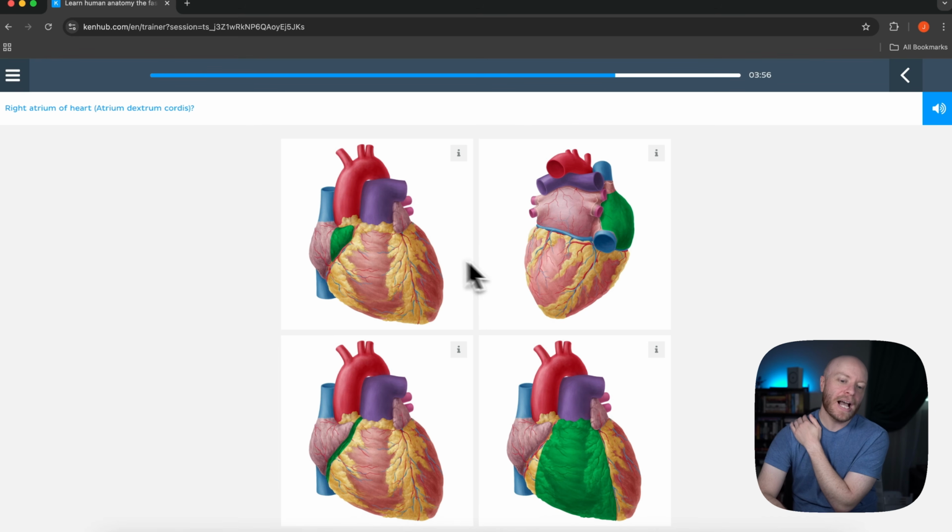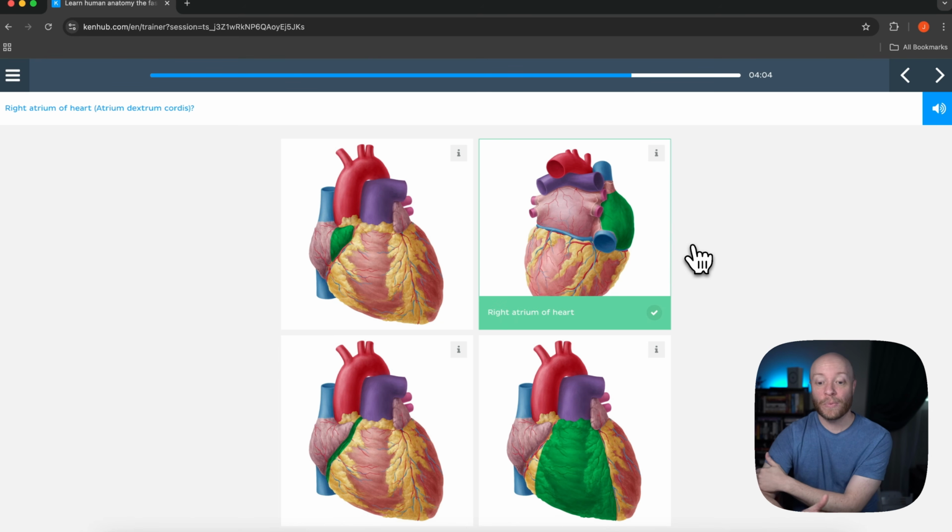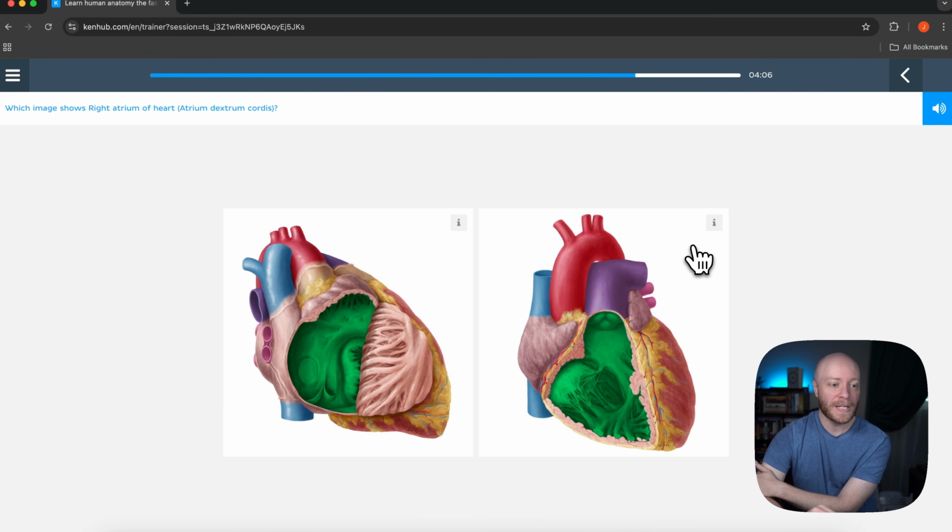So I could see how you might have been like, I think it's one of these, or I even think it's this, but the best answer is going to be this one right here, which is indeed the view that we've already seen. Which image shows the right atrium of the heart? And now you're starting to see the spaced repetition aspect of this quiz, right? It's asking you the same type of question from a slightly different view.